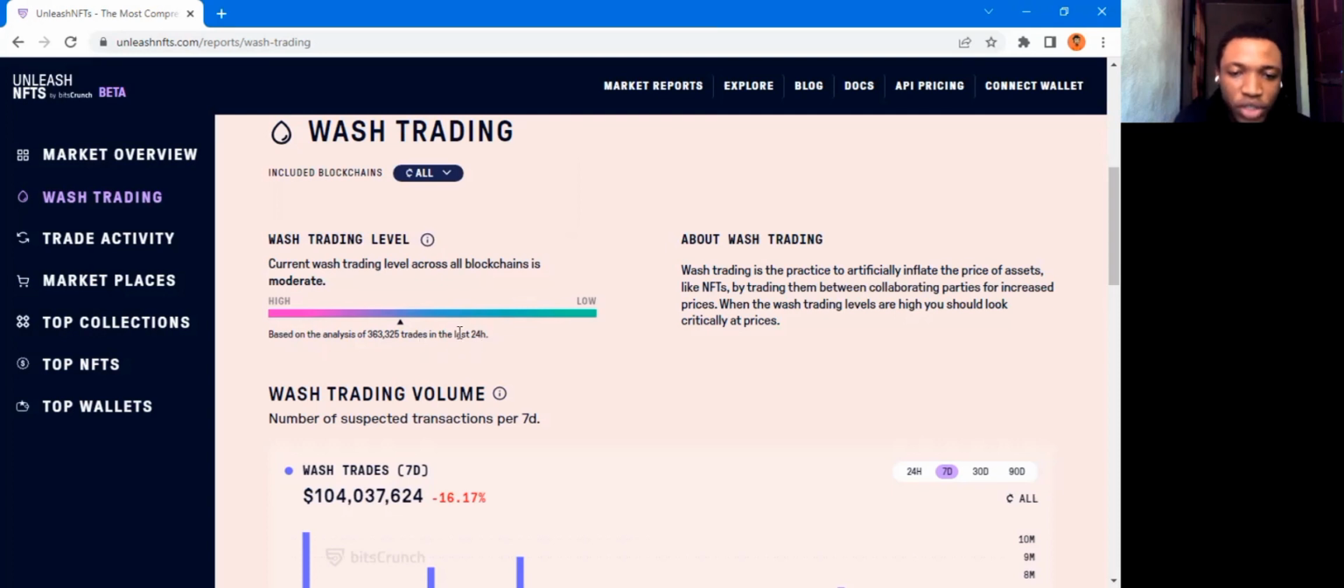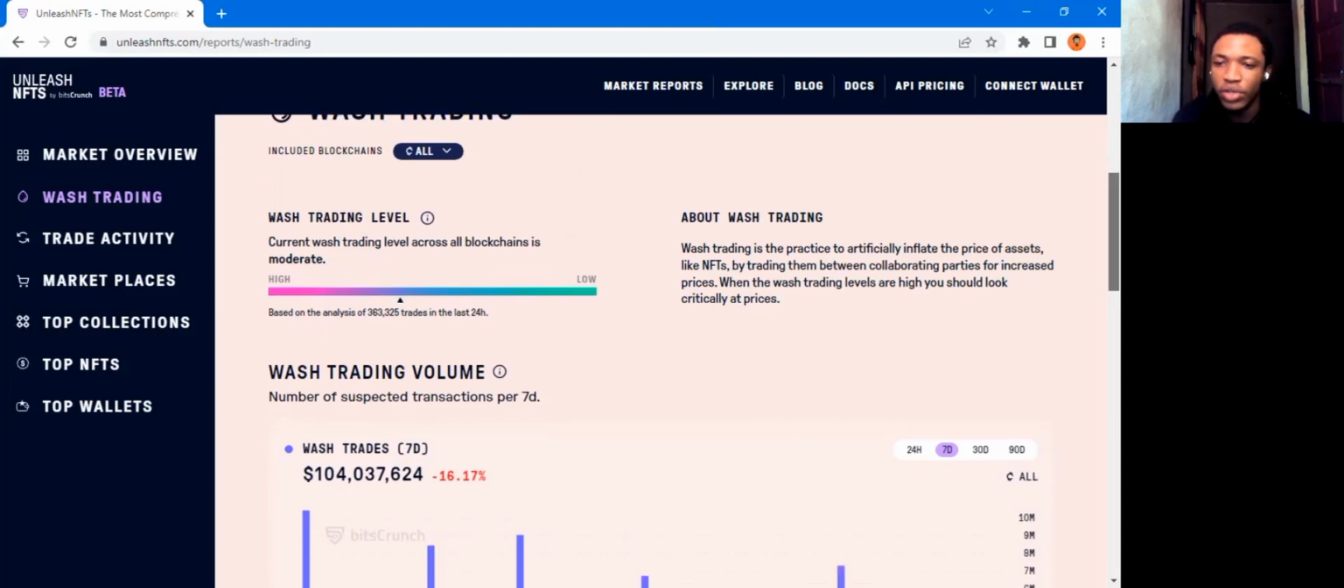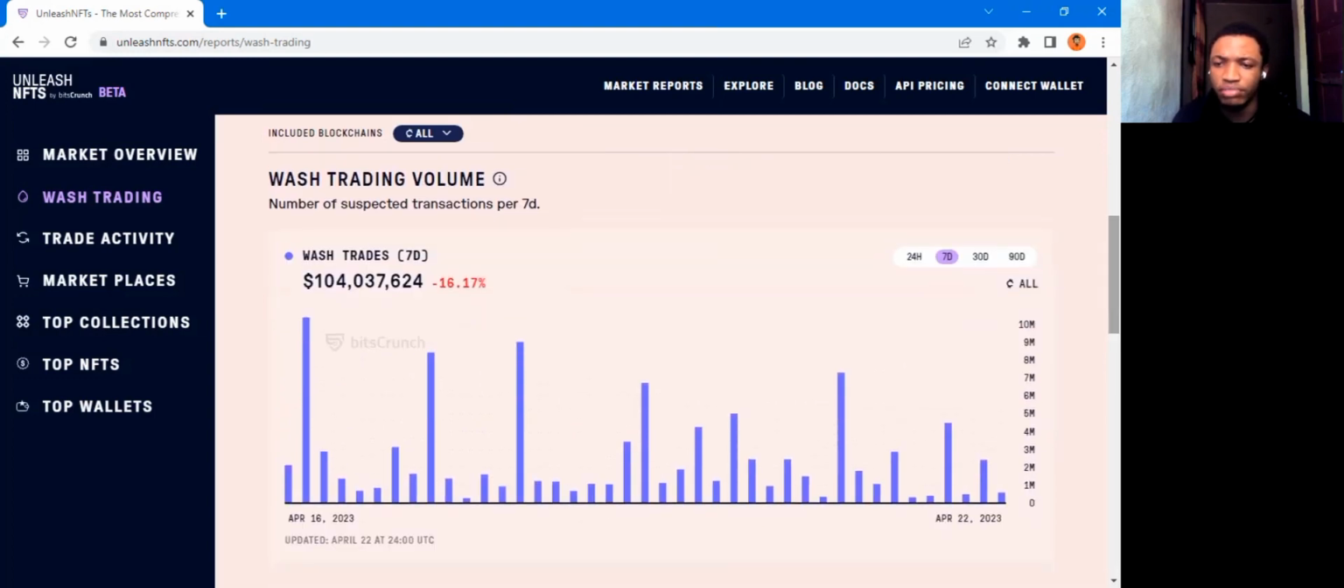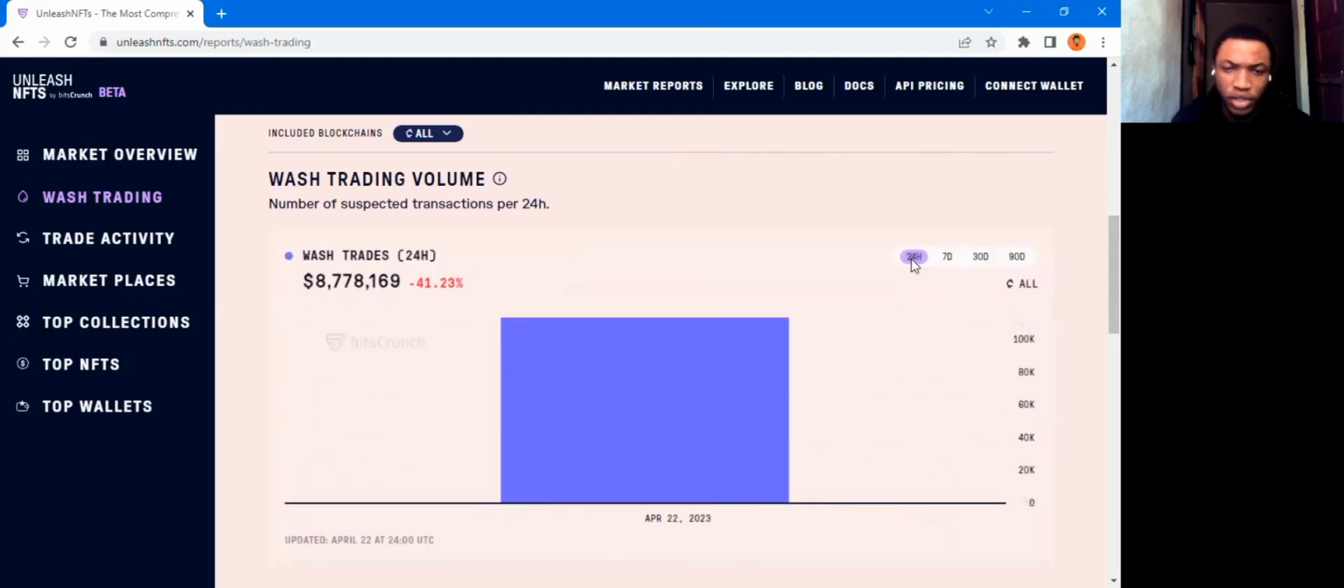If you notice, you see the average pointing a little bit close to high, but they're not exactly low. So I guess that means it is moderate. So let's scroll down a little bit. I'm going to be changing this to 24 hours. I want to see the data for the last 24 hours.